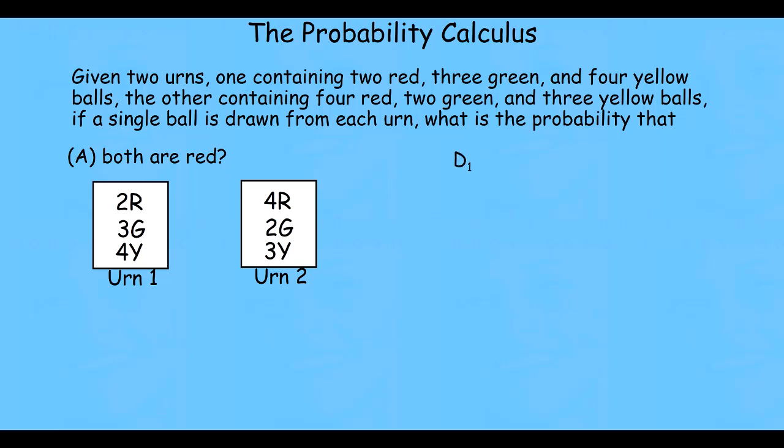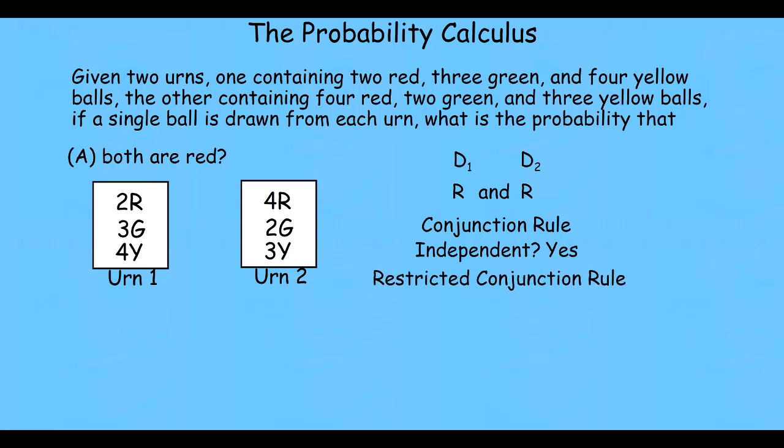Let's take a look here. I've got 2 draws, one from each urn. For this both red scenario to come out, I need to draw red from the first urn and a red from the second urn. So I know I'm going to use a conjunction rule for this problem. I ask my rule for conjunction. Are these 2 events independent? Yes, they are. What I draw from the first urn doesn't affect what I draw from the second urn, and vice versa. So I know they're independent. I can use that restricted conjunction rule.